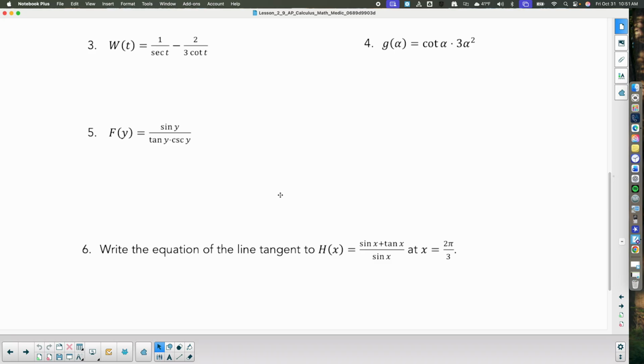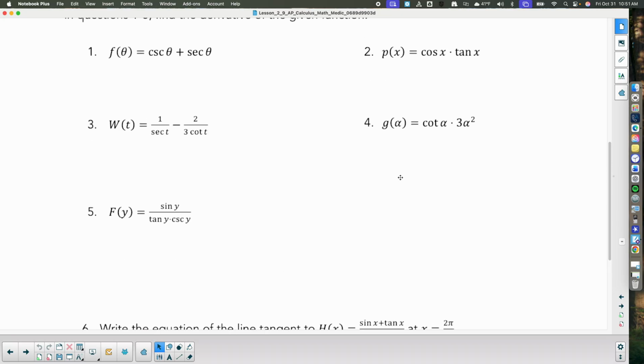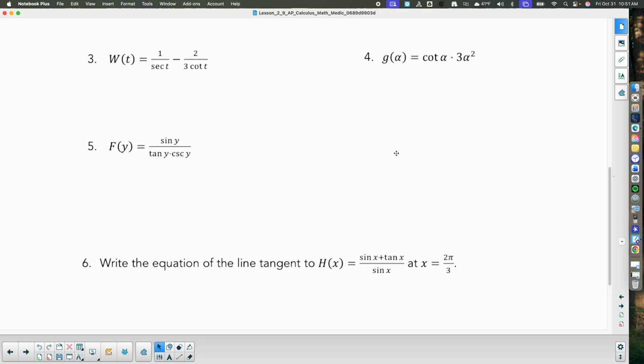5. 4 is super straightforward. The only difference on 4 is it's got an alpha symbol instead of t or theta. Did any of the other ones have theta? Yeah, number 1 had theta. Traditionally, whenever you're dealing with angles, they'll use the variables theta, alpha, or beta. Time, I guess, theoretically works, but they usually reserve x for non-angle ones.